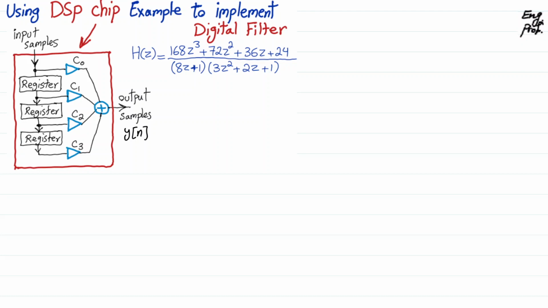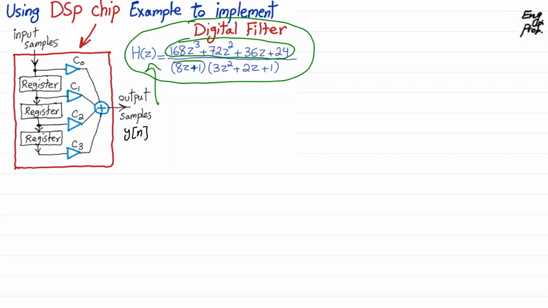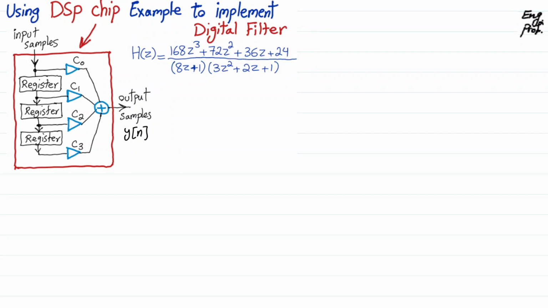You're given a DSP chip shown in red, and you're also given this digital filter that has the transfer function H(z), with a third order polynomial in the numerator and seemingly a third order polynomial in the denominator. The question is, can you realize this H(z) digital filter using just a minimum number of this chip shown in red? And if so, how do you use them? How do you connect them together to realize the transfer function H(z) shown here?